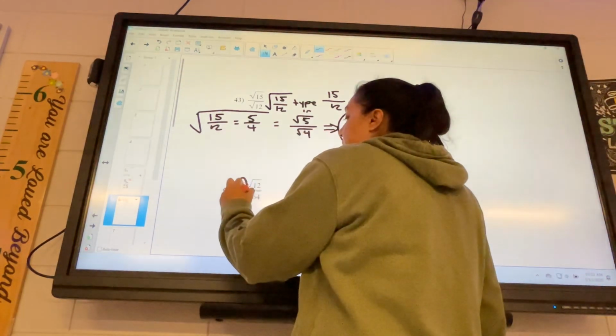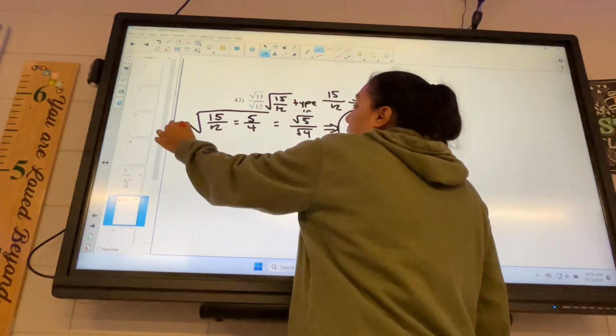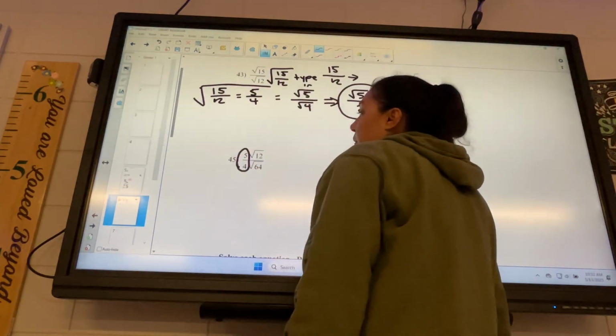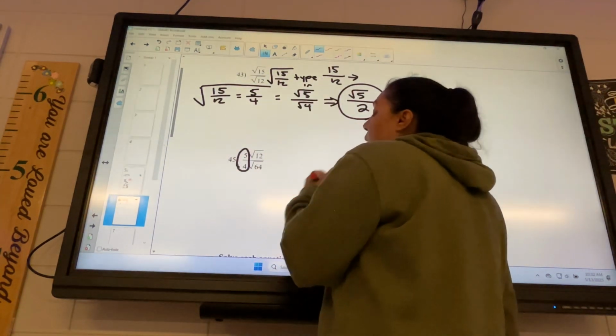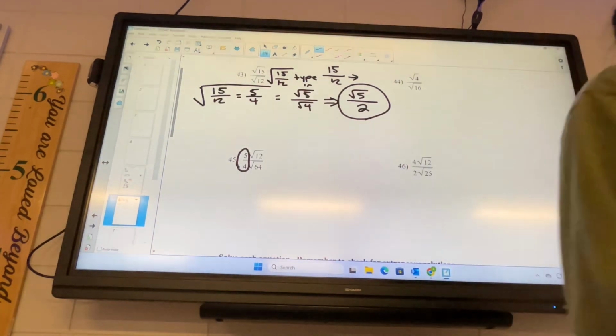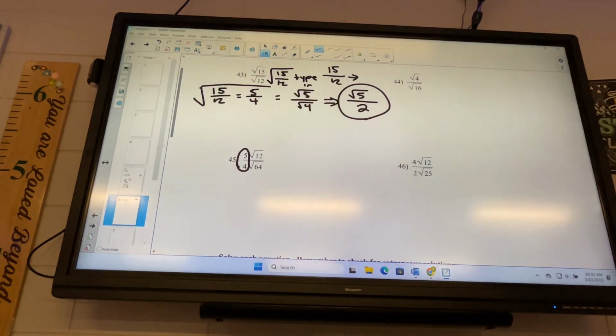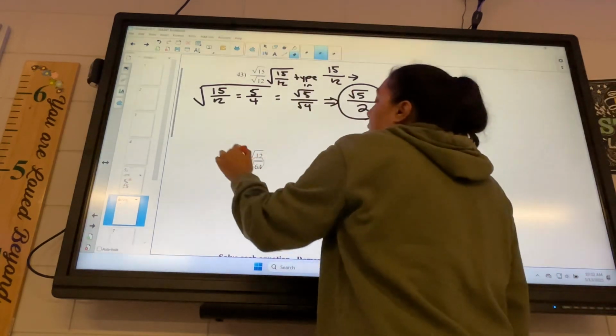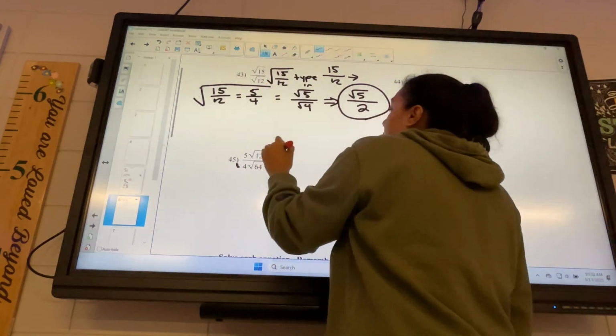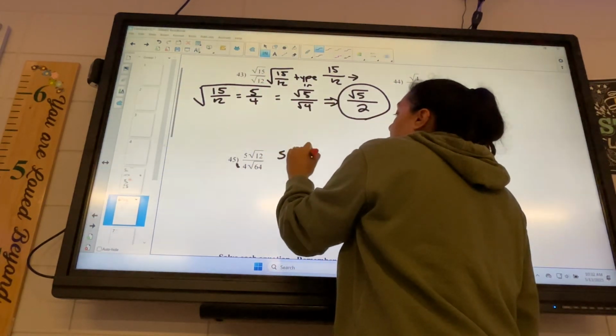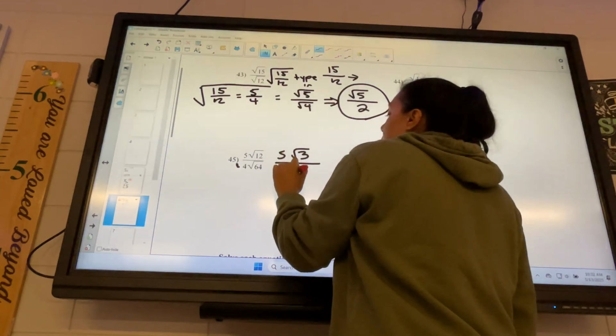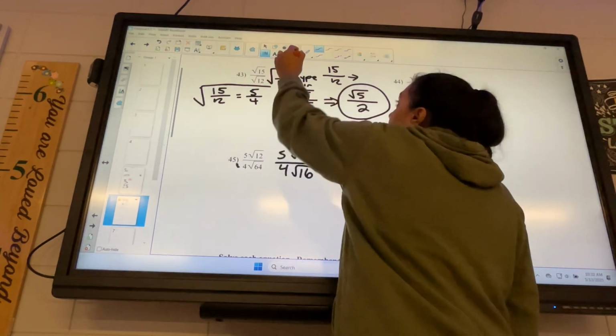5 over 4, does that simplify? No. What about 12 over 64? Yes, 3 over 16. So it's going to look like this: 5 square root 3 over 4 square root 16.